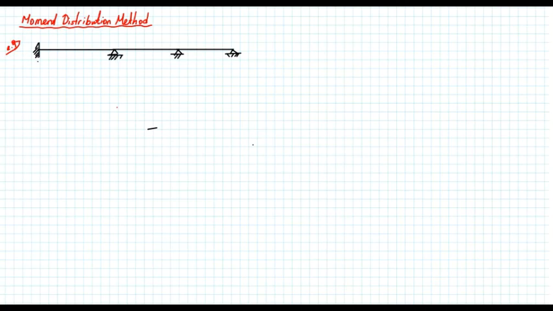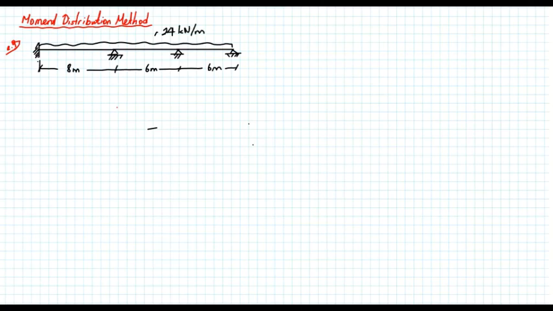So the first span is 8 meters, the second one is 6, and the third one is 6, and we have the same uniformly distributed load on it, 24 kilonewton per meter. Oops, sorry.